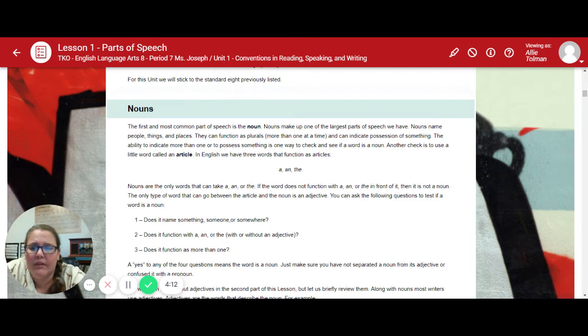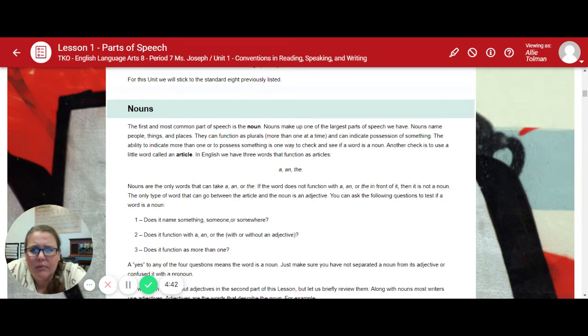So we start with nouns. The first and most common part of speech is a noun. Nouns make up the largest part of speech we have. Nouns name people, things, and places. They can function as plurals, which means more than one at a time, and can indicate possessing of something. The ability to indicate more than one or to possess something is the way to check to see if a word is a noun. Another check is to use a little word called an article.